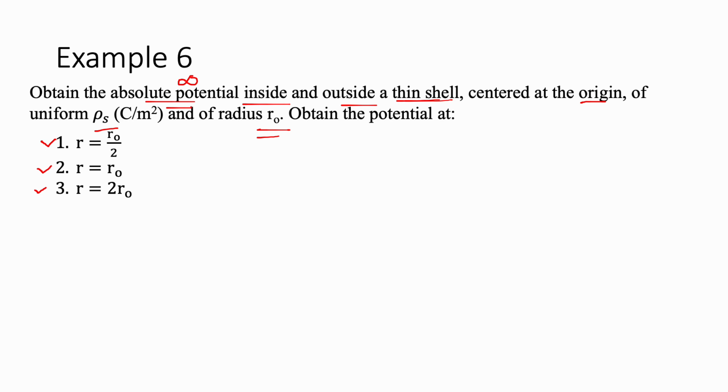Okay, first of all, we need to illustrate the structure. We have a very thin shell centered at the origin, so it is actually a sphere shape. The other information given to us is the radius, which is r naught. And then what else? It has a uniform surface charge, so the surface charge density is given to us.